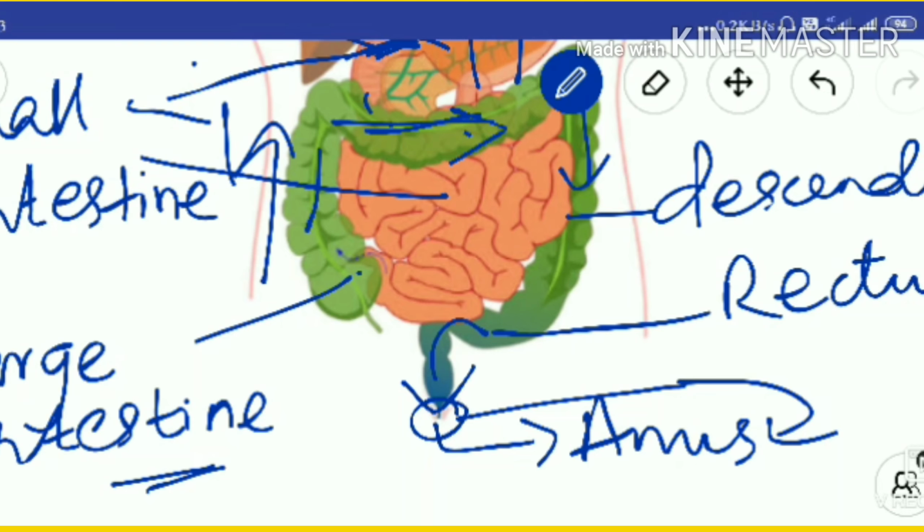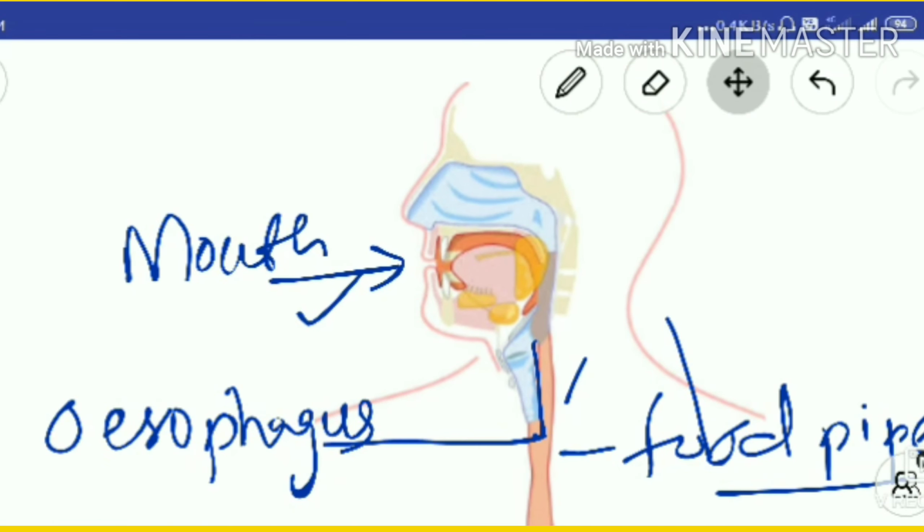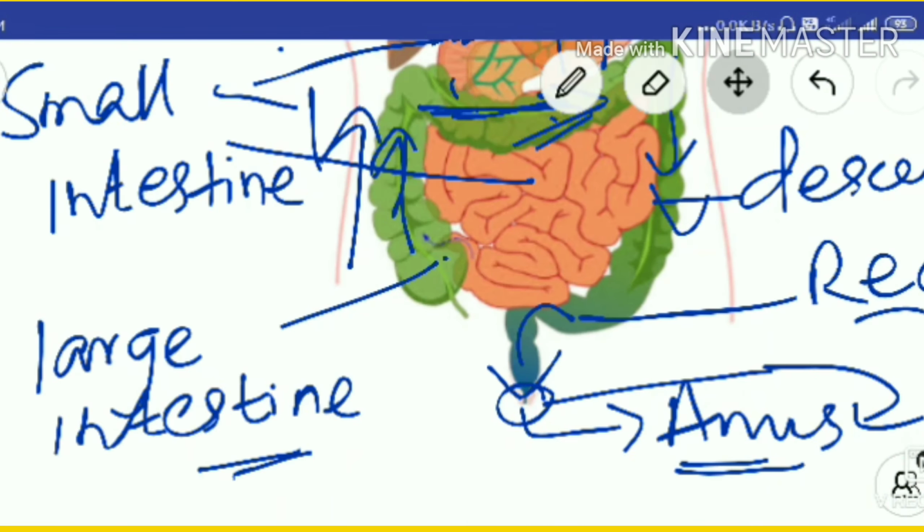See, this large intestine has three parts: the ascending colon, transverse colon and descending colon. And this large intestine then leads to a wider area, that is called the rectum, where the waste materials are stored, and finally it opens out through the anus. That's why I said our alimentary canal starts from the mouth and goes up to the anus. Are you clear now?